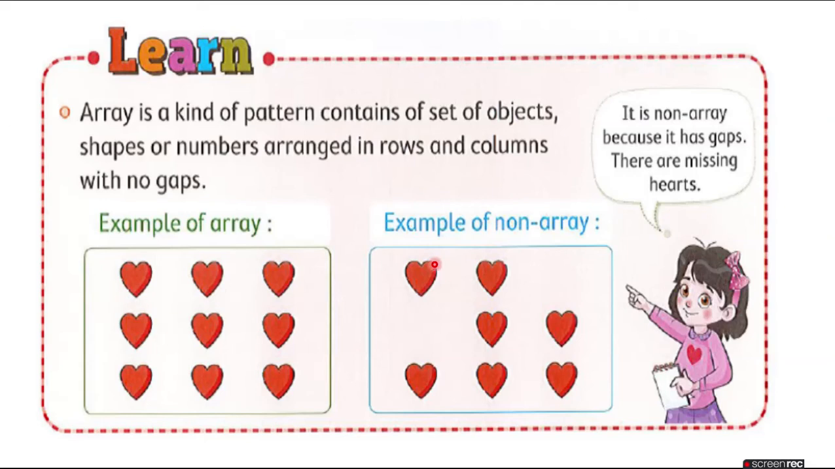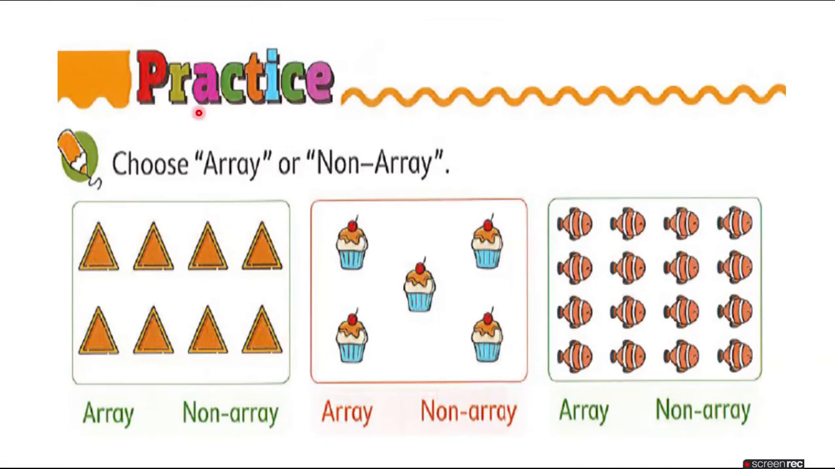it's an array. The second one here is an example of a non-array. Why is it a non-array? Because it has gaps here and there are missing hearts here. The second one here, practice which one is an array and which one is a non-array.